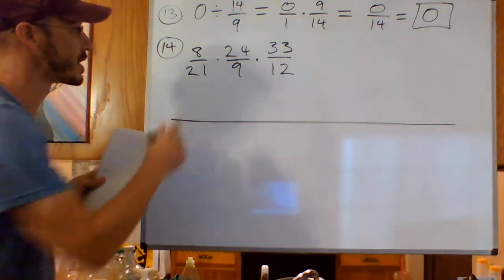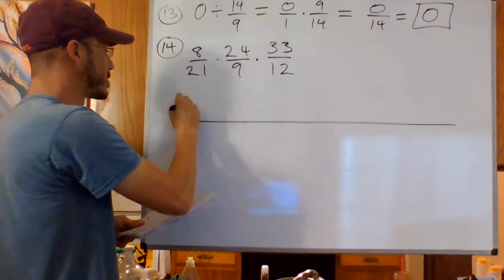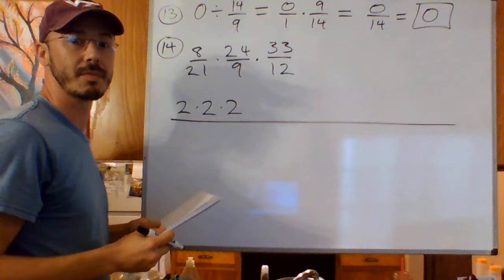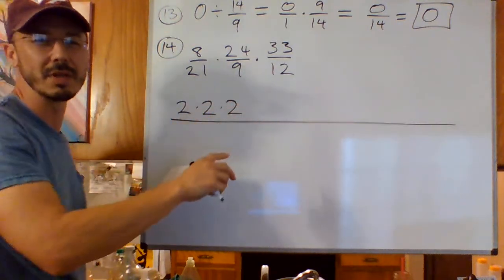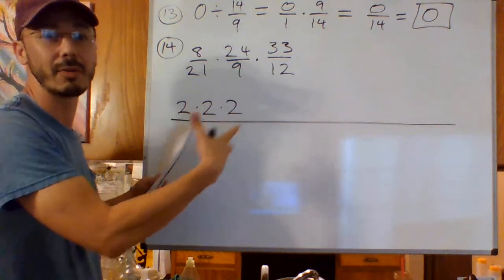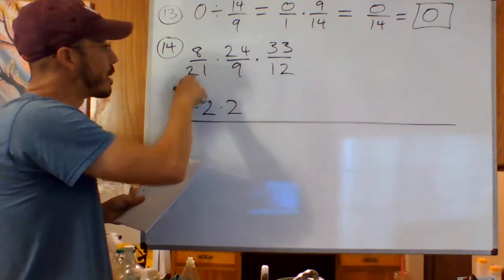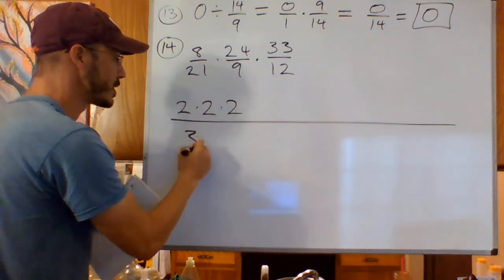The first one, 8, can be factored into primes as 2 times 2 times 2. I don't want to write parentheses to group these really. There's a lot of writing, and it's hard to look at anyway. But the denominator, 21, can be factored into 3 times 7.